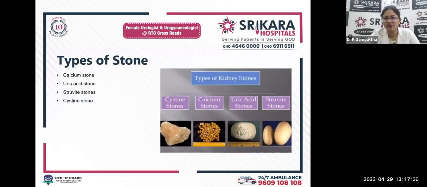So this is just a gist. There are different types of stones, but the four most common types that we see are these. The most common are the calcium stones, be it calcium oxalate stones or calcium phosphate stones. The other stones are uric acid stones, which are generally formed in those who have high uric acid levels in the body, like gout. Struvite stones, you might have heard of large stones in the kidney. They're generally made up of magnesium ammonium phosphate. They're very large stones, and they are generally formed in the presence of infection. They're infective stones. The other type, not so common, are cystine stones.